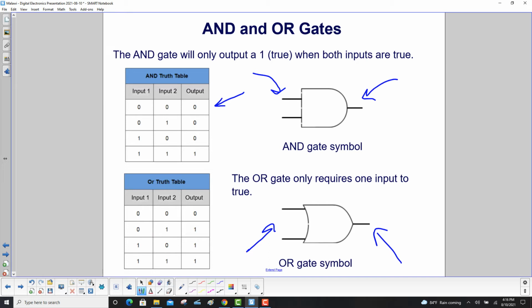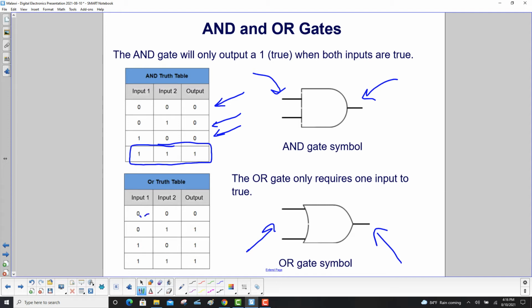Yep, 0, 0 gives you a 0 because neither one is a true input. 0, 1 gives you a 0 because you only have one of them true. This one, you only have one of them true. This is the only one that gives you a 1 for an output because both inputs are 1s. Now let's go to the OR.